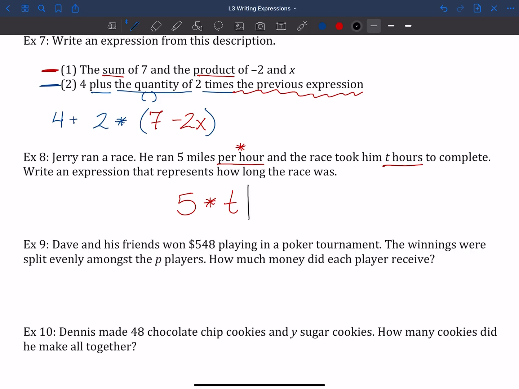Just like before, this 5 times T could also be written as just 5T. That would also be a perfectly fine answer. Either one's okay, though.